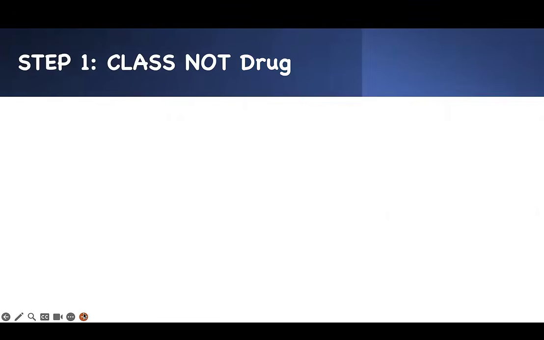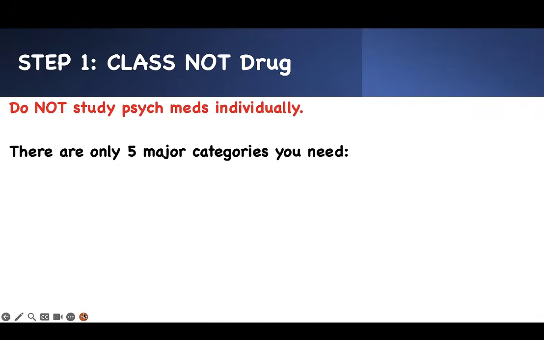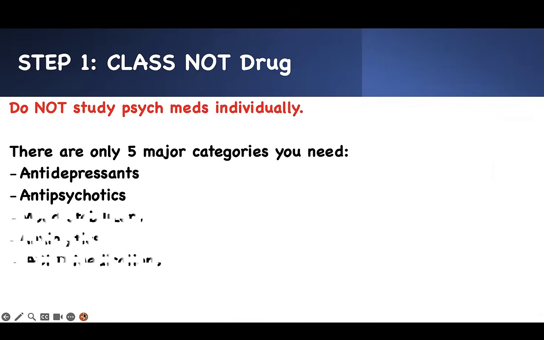Let's go. First thing, we should not study medication based on the name of the drug, just the class. Because if you do that, you don't have to memorize thousands of medications. Very important to focus on the class. And therefore, 5 classes. 1, antidepressant. 2, antipsychotic. Next one, mood stabilizers, anxiolytic, and ADHD medication. These are 5 classes of medication.